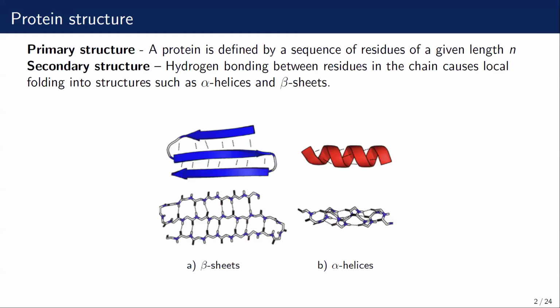So protein structure has already been introduced a few times, so I'll just recap that the primary structure is defined by the sequence of residues of given length n, and the secondary structure forms because of hydrogen bonding between these residues. Structures, which is beta sheets. Alpha helices.